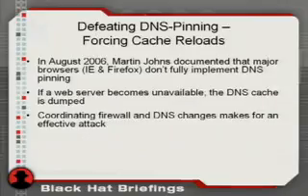But there are some more advanced techniques available. Shortly after Amit Klein's post to the WebAppSec mailing list, Martin Johns documented that major browsers, and at the time he's referring only to Internet Explorer and Firefox, don't fully implement DNS pinning. What he'd noticed was that if the web server becomes unavailable, the browser will release its DNS cache and requery the server. Presumably, the logic behind this was to allow for more robust recovery from web server outages. But it allows an attacker to coordinate a firewall rule change simulating a web server outage with a DNS change and launching a DNS rebinding or anti-DNS pinning attack.